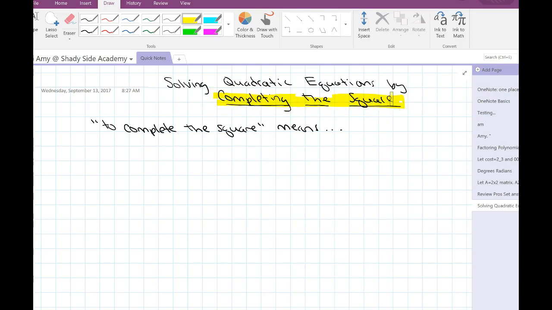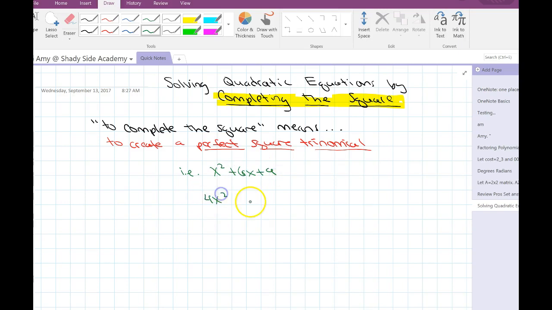First of all, to understand the method of completing the square, we have to know what the phrase actually means. To complete the square means to create a perfect square trinomial. Okay, and I bet that as you write these words, you're probably wondering, well, what's a perfect square trinomial? A perfect square trinomial is a trinomial that factors in this fashion. So, for example, x squared plus 6x plus 9 and 4x squared minus 20x plus 25. These are both perfect square trinomials. Let's see why they're called that. They are both perfect square trinomial expressions.